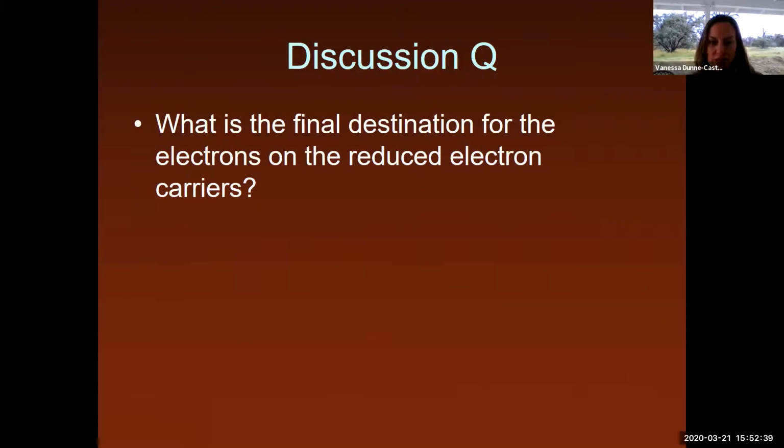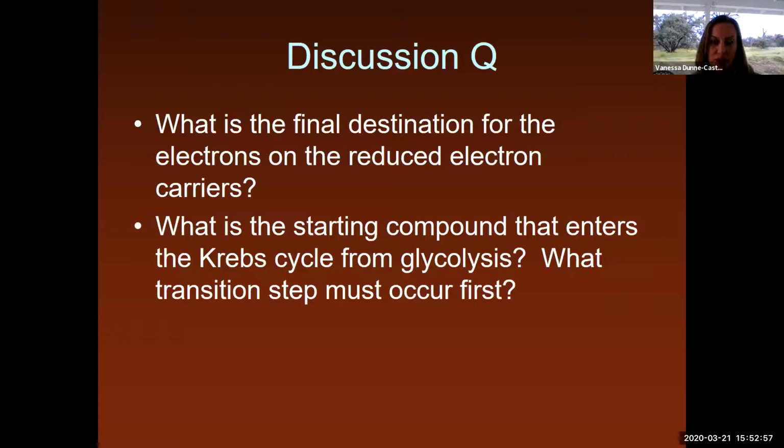So here's some questions for you. We did these discussions in class already. What's the final destination for electrons on those reduced electron carriers? You should be able to answer this one. You know that ultimately in aerobic and anaerobic respiration, they'll be donated to the electron transport chain, which is what we're talking about next. What's the starting compound that enters the Krebs cycle from glycolysis? Well, it's kind of a trick question. You have to answer the second part first. What transition step must occur? Of course, this is pyruvic acid or pyruvate, and it must be converted into an acetyl group and picked up by a coenzyme A in order for it to be donated to the Krebs cycle, or transition step if you want to make it simple.